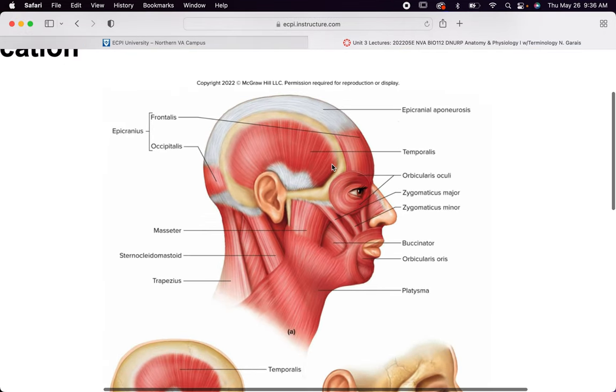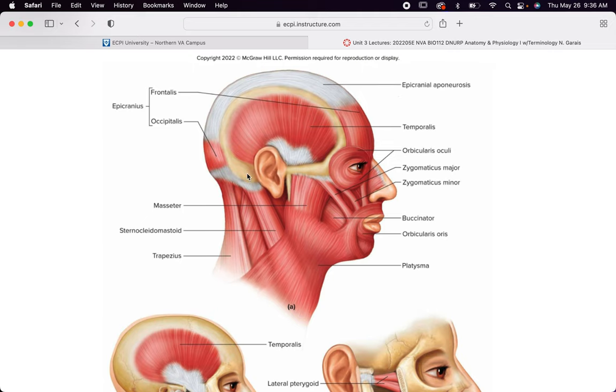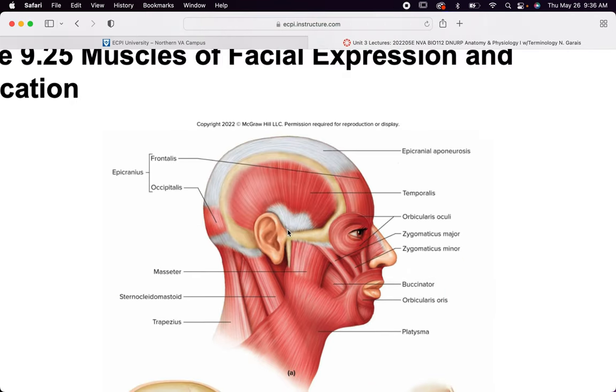Here's other pictures that are also good for labs. But I could ask, what's that muscle on the side of my head above my ear? You'll tell me temporalis, right? You have masseter. You have your platysma here. That's the big flat muscle. This is your sternocleidomastoid. That is the muscle that connects to your sternum, clavicle, and the mastoid process of your skull right here. And buccinator, again, muscles of mastication, right? But these other ones, nice to know.